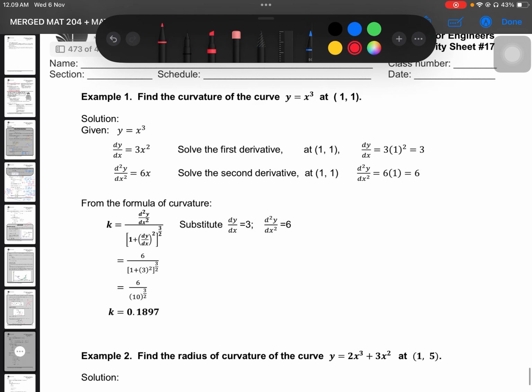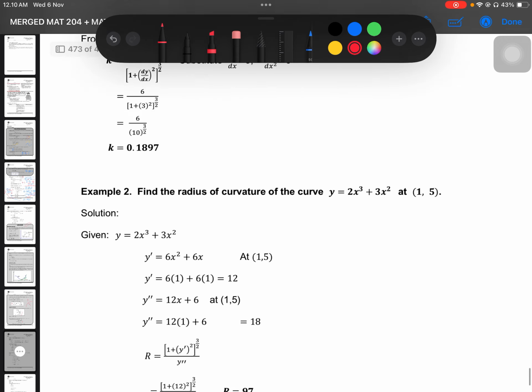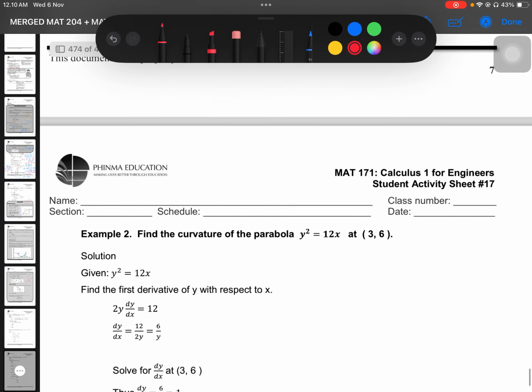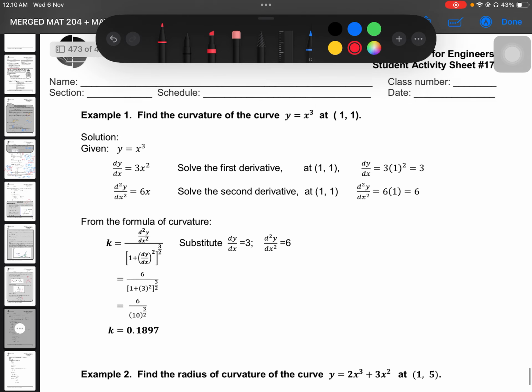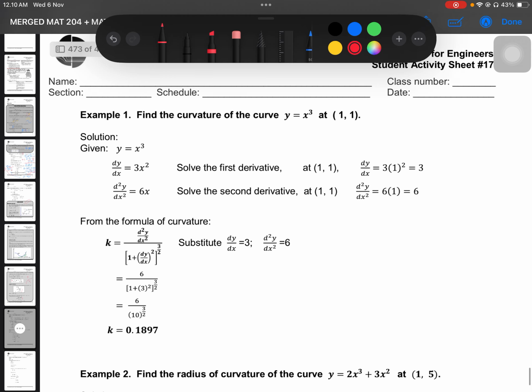So, let us have an example. So, find the curvature of the curve y is equal to x cubed at 1, 1. Okay, so sige. What we are going to do here is, of course, sabi nga natin, ang kailangan natin makuha is si y prime and y double prime. Okay. So, kay y prime muna tayo.